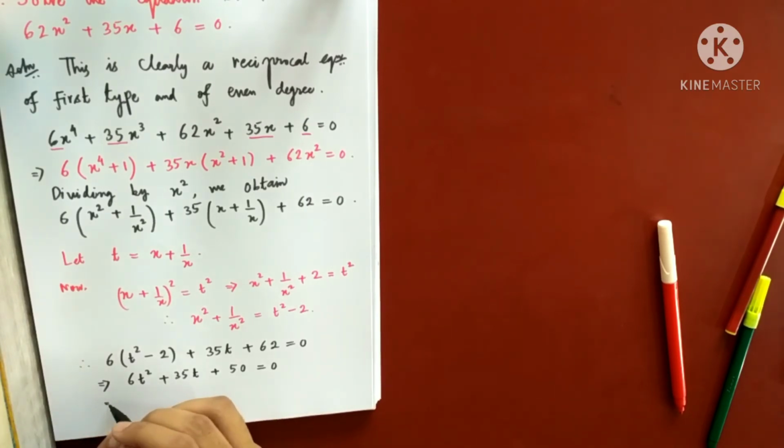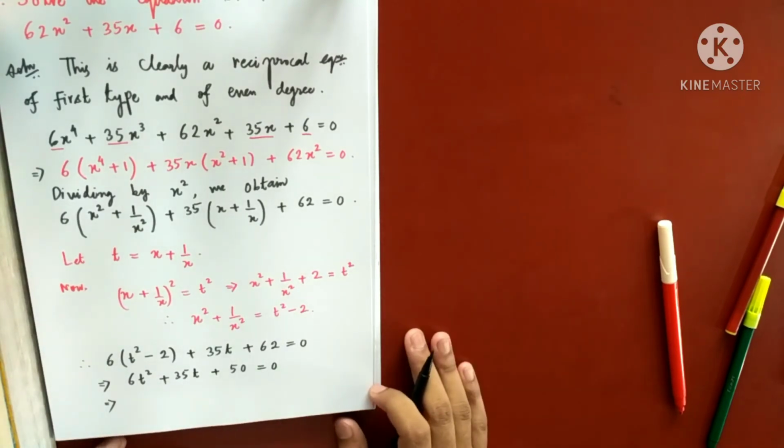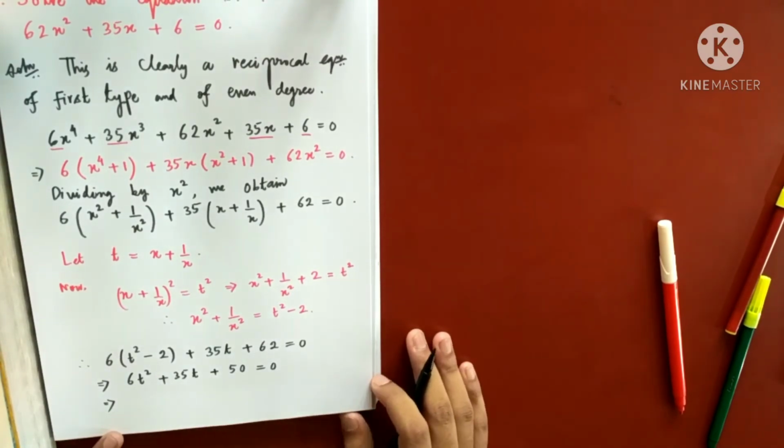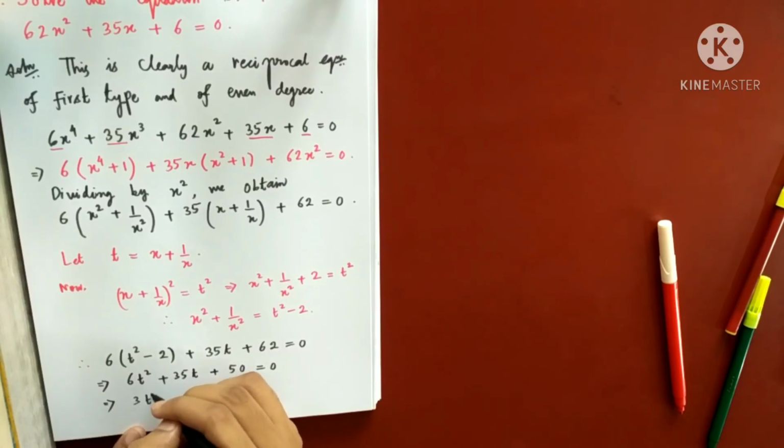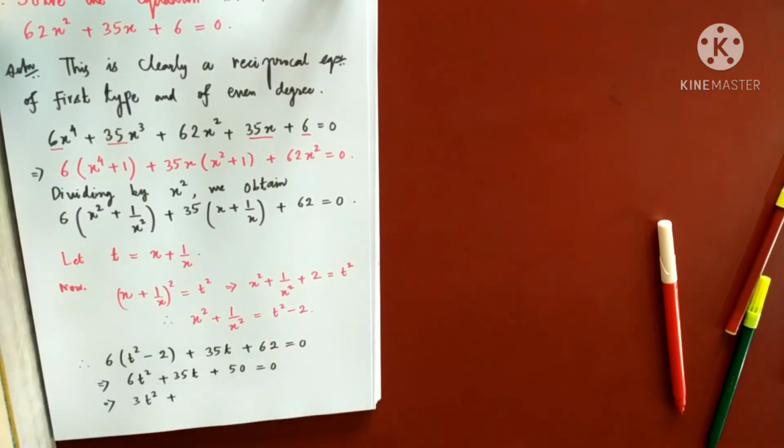So you can again take 2 common, definitely. Oh sorry, 2 is not common. Nothing is common, I cannot take anything common. So solve this quadratic. You can use the method of factorization only. If you are not able to do it using factorization, you can do it using Sridharacharya's method, the quadratic formula. I hope it can be solved using the method of factorization.